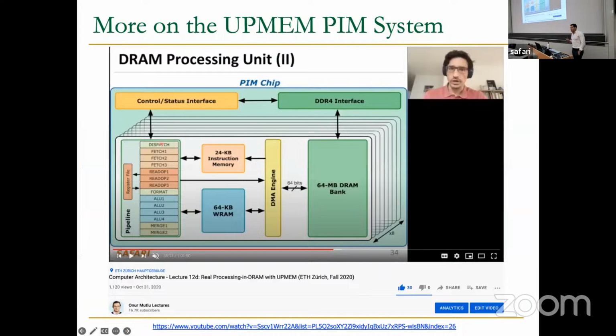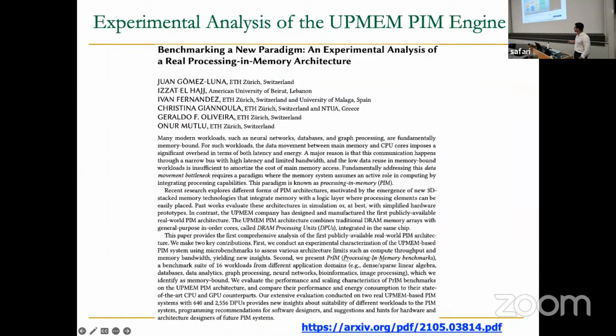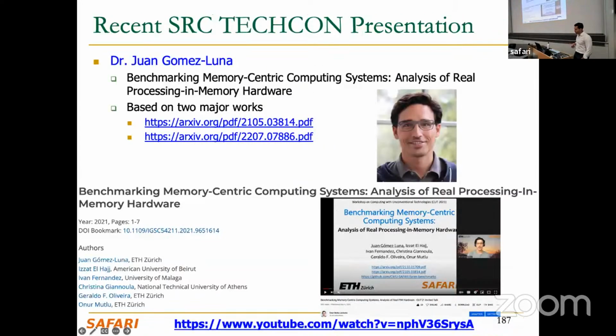If you are interested in the microarchitecture aspects of the UPMEM, benchmarking, and understanding how different features play along with the UPMEM architecture, I invite you to check Juan's lecture on that. And we have also put up this analysis of this real chip where we test different components and see how they perform.